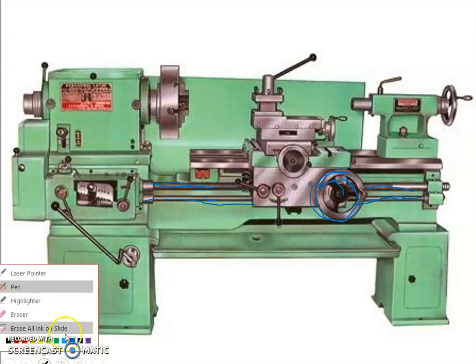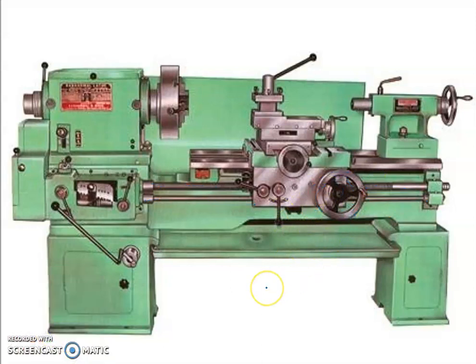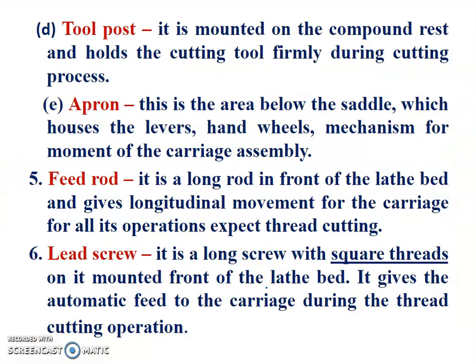So the next part is the screw rod. What is the next part? That is the lead screw or the screw rod. It is a long screw with square threads on it, mounted in front of the lathe bed. It gives the automatic feed to the carriage during the thread cutting operation. It is used only during thread cutting operation. So that is the lead screw or the screw rod.